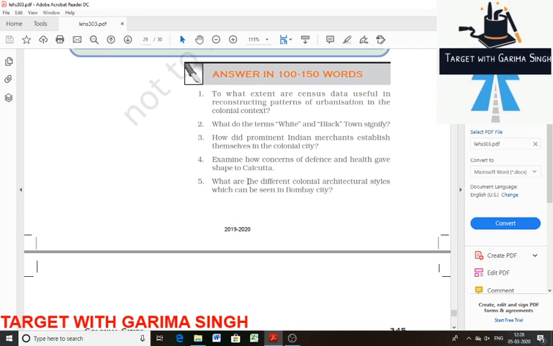The next question is the fifth. What are the different colonial architectural styles which can be seen in Bombay city? So in the past, the buildings were at odds with the traditional Indian buildings. Gradually, Indians too got used to European architecture and made it their own. The British in return adapted some Indian styles to suit their needs. One example is the bungalow, which was used by a government officer in Bombay.